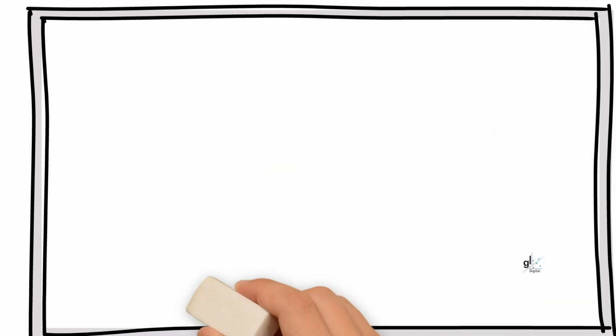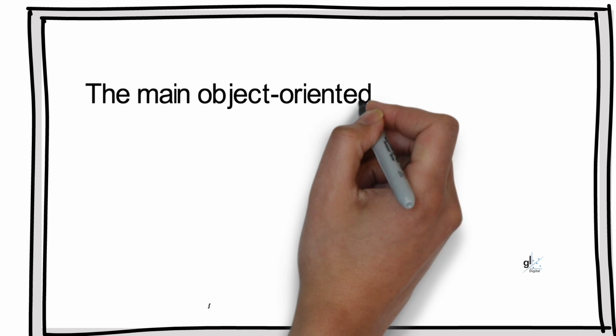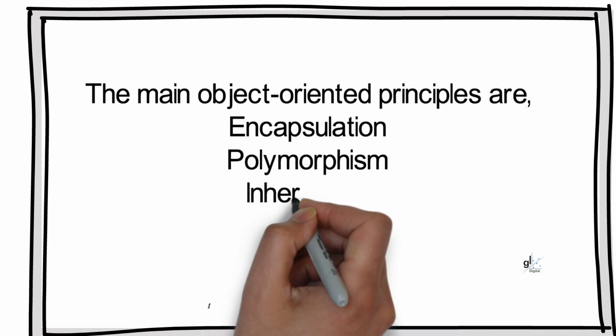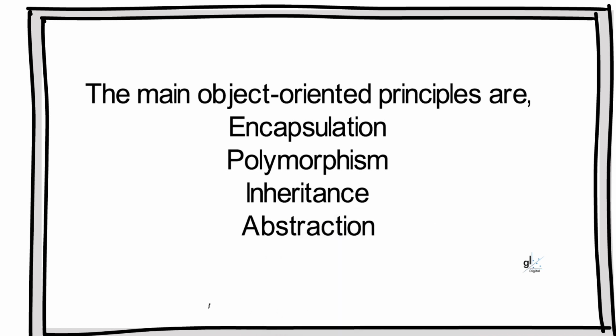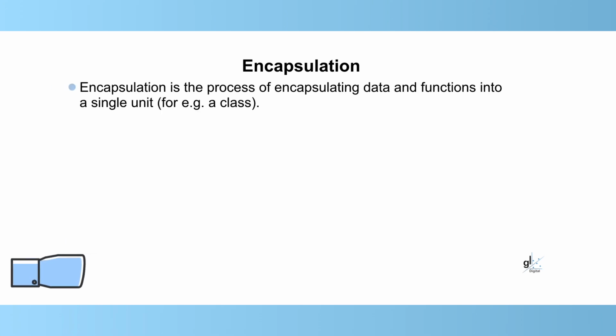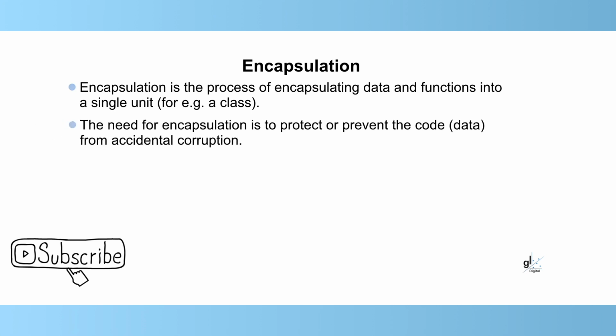The main object-oriented principles are encapsulation, polymorphism, and inheritance. The principle of abstraction can also be included. We are going to focus on just one of these principles in this tutorial, namely encapsulation. What is encapsulation? Encapsulation is the practice of encapsulating data and functions into a single unit, a class for example. The need for encapsulation is to protect or prevent the code data from accidental corruption.